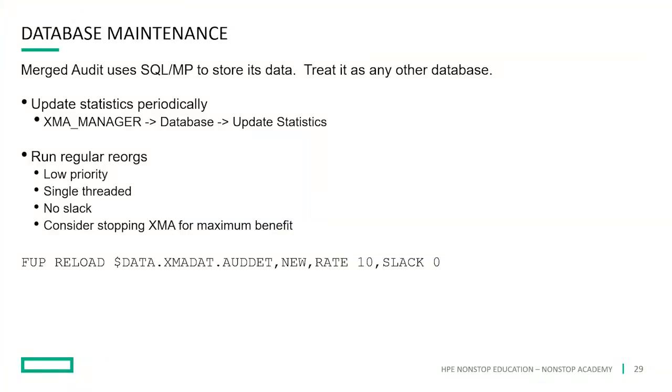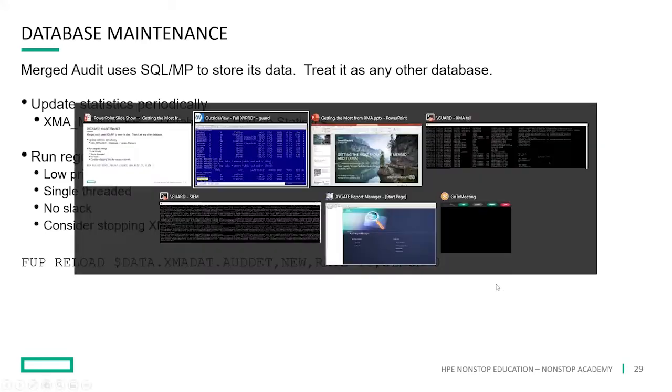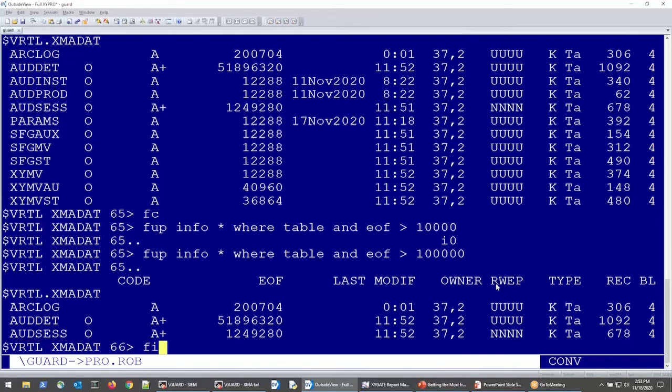So the database needs to have its statistics updated periodically through the XMA manager, and the SQL comp all will do that as well. And you also need to reorg your database periodically. Here is how I recommend you do it. You say reload, audit detail, new says start a new reorg, rate of 10, that's an IO rate. If you leave that off, it's going to run at 100% and it's going to hit your database very, very hard. And you can say slack of 0 because these tables are in time order.